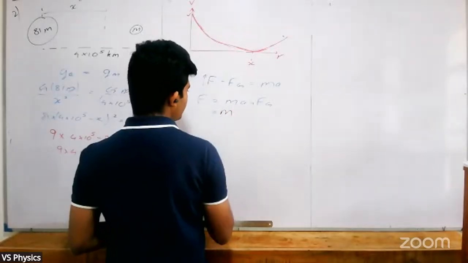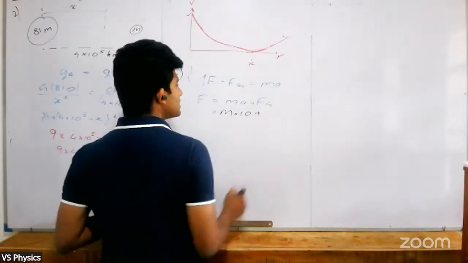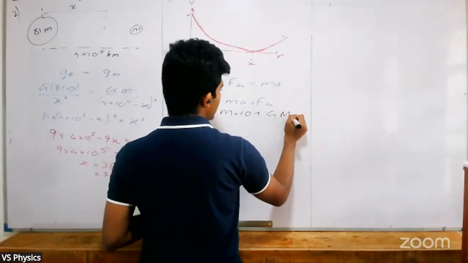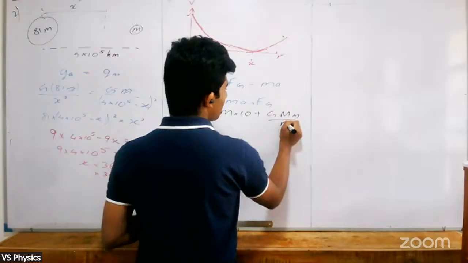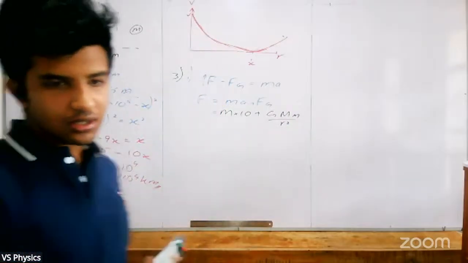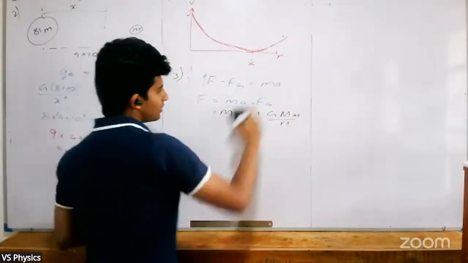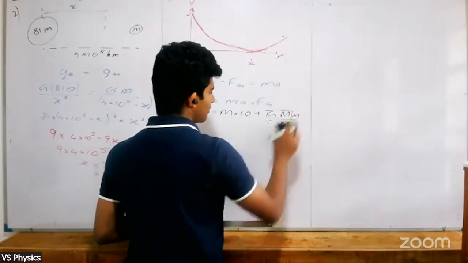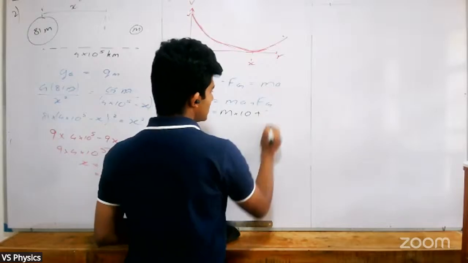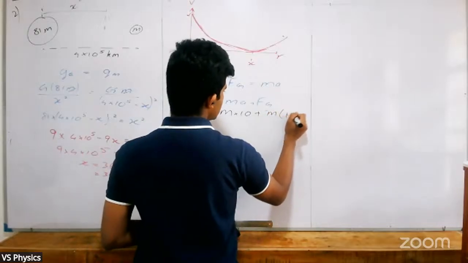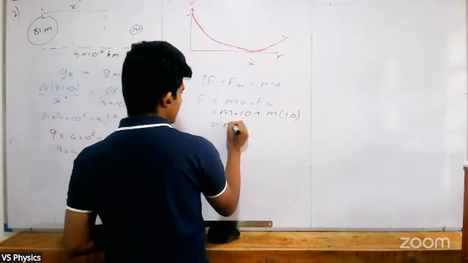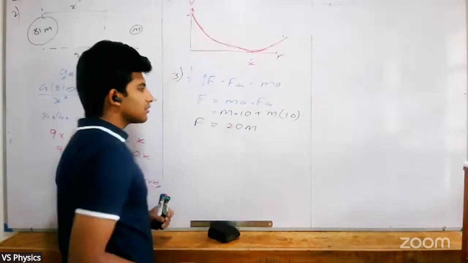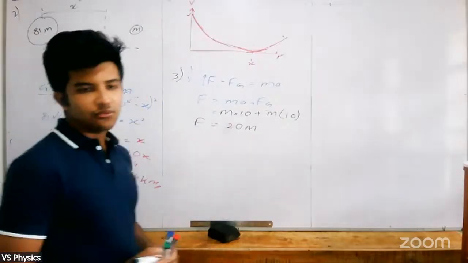So we have m times 10 plus gravitational force, which is G M m divided by r square. But we don't need to do this. They have given a GM over r square value. GM over r square, what is this? This is going to be g. Then we can directly write mg. So mg, g is also 10. So we need 20m force to launch the spacecraft.